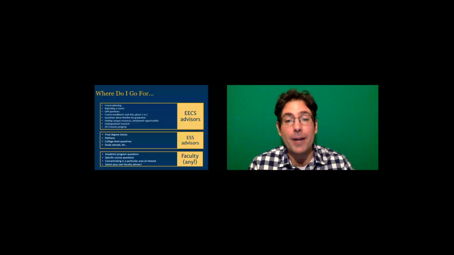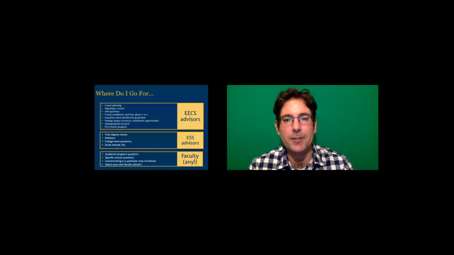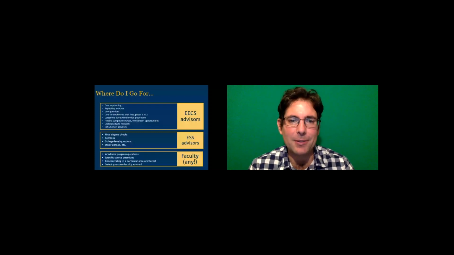There are also advisors that are part of the College of Engineering, called the ESS advisors. They focus more on making sure that you will get your degree, and if there are any rules that need to change because of your particular circumstances, they can help you with petitions. So they're going to help make sure that you're ready to graduate. They can tell you about what the College of Engineering does and how it's organized.